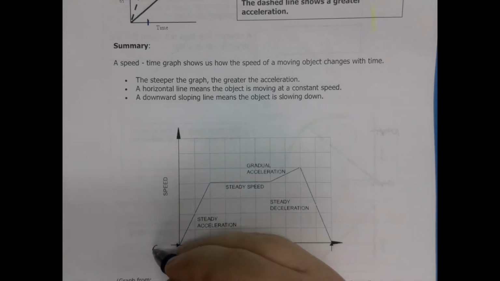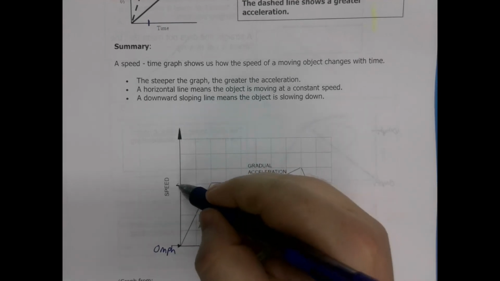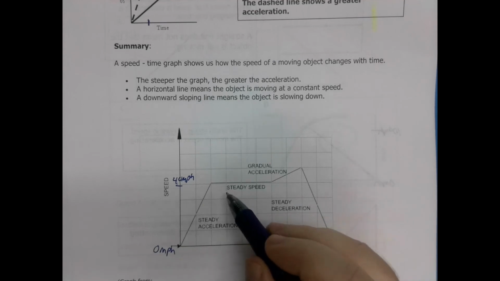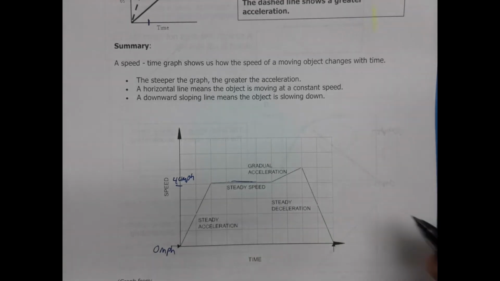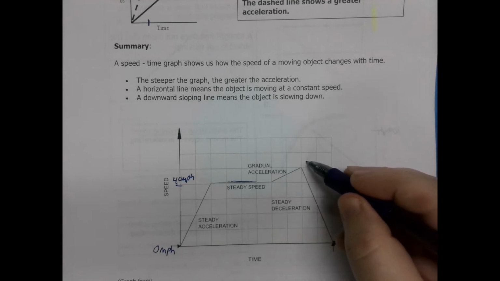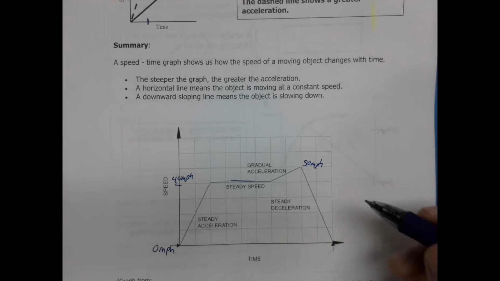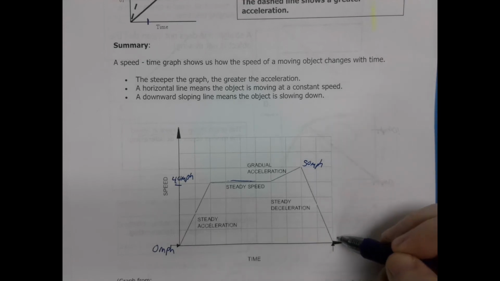So perhaps you started at 0 miles per hour and you increased your speed up to 40 miles per hour. And you stayed steady at 40 miles an hour. And then it increased up to 50 miles per hour. Maybe you tried to pass someone, and then you realize you're about to miss your turn, and you slammed on the brakes and decreased back down to 0 miles per hour.